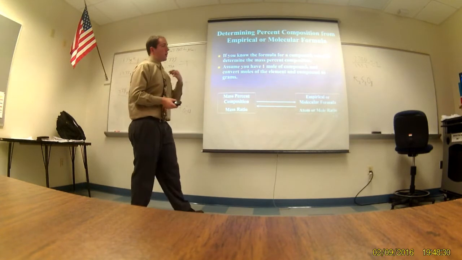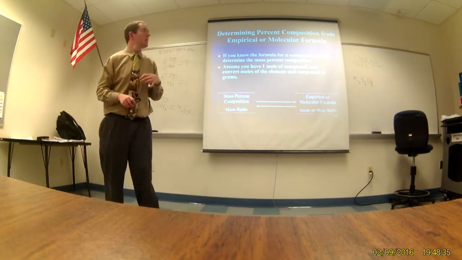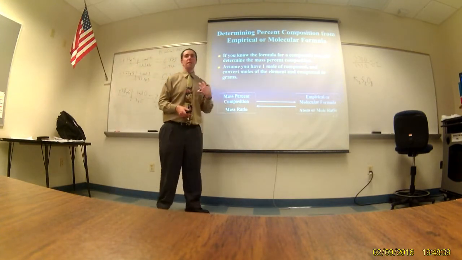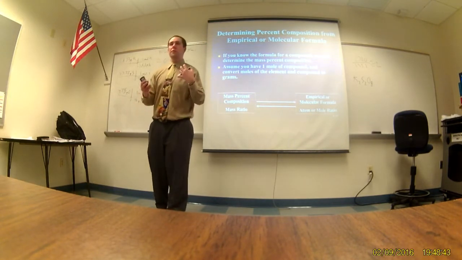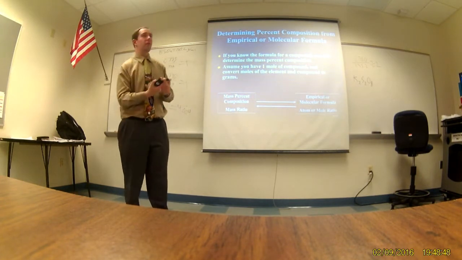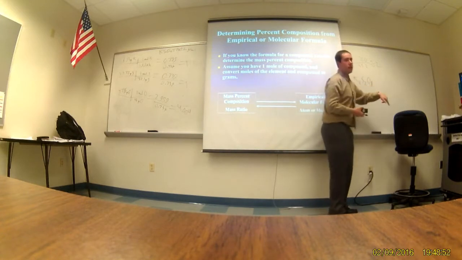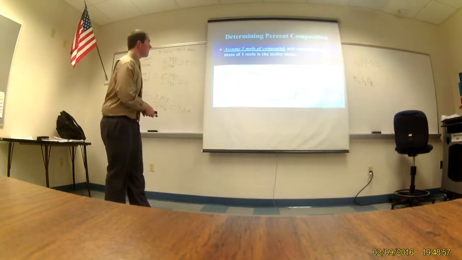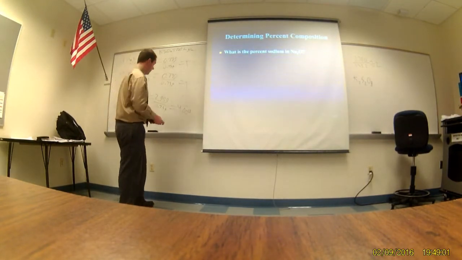You can also go the other way. Fortunately, going the other way is less work. If you have the empirical formula or the molecular formula, you can find the percent composition. What we're going to do is assume we have 1 mole. And we're just going to find, if we have 1 mole, how much mass of each do we have? We'll divide by the total. So assume 1 mole.